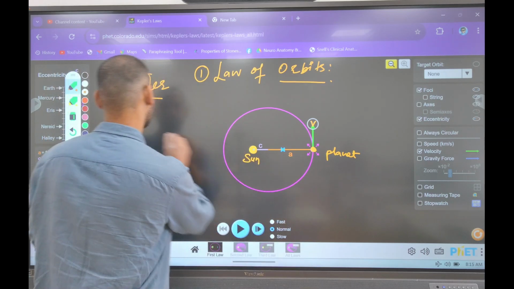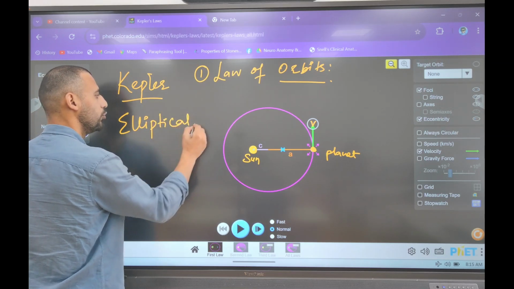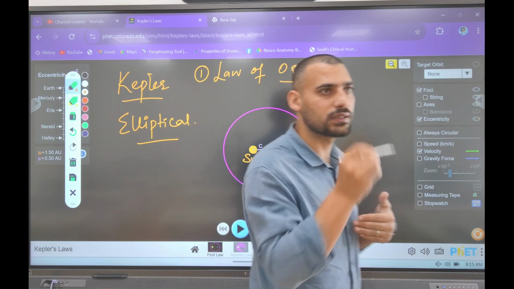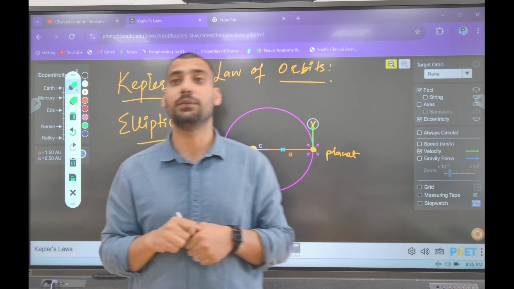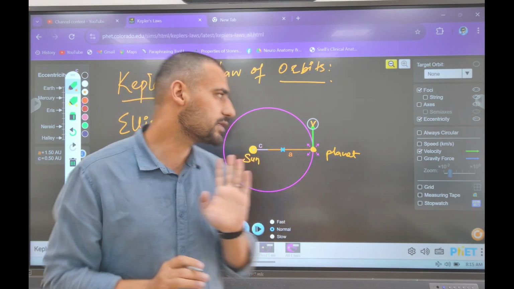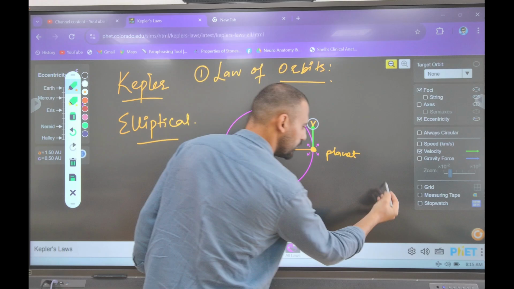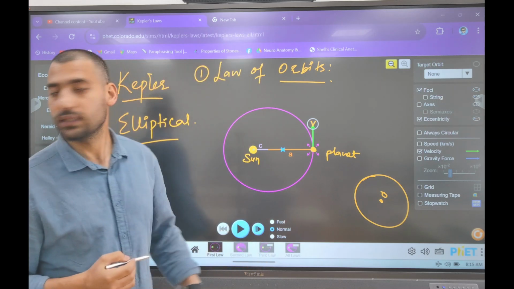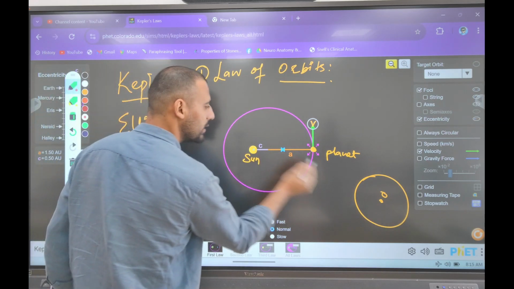Which orbit? Elliptical. Okay? Most of us have drawn the solar system in our previous grades, and we have always shown it with circles, right? But the reality is that it is not a circular path, it is an elliptical path. And for an ellipse, remember, we have two foci. When you talk about a circle, for example, this is a circle, we have a center, isn't it? Right? But in case of an ellipse, we do not have one center.